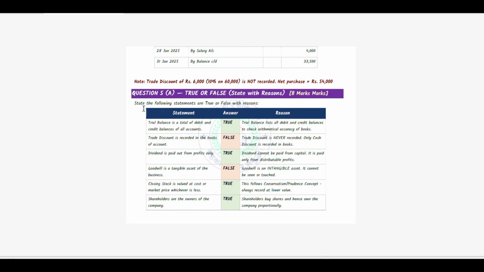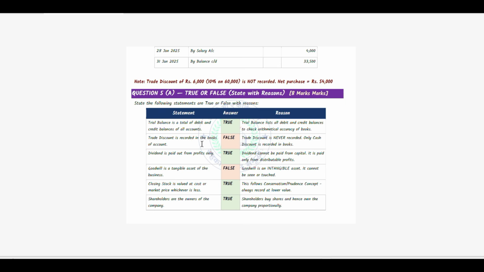Question 5A, true or false. This question will come, or else you can say fill in the blanks or match the pair. So these types of questions will 100% come in the examination. With a reason we have to write true or false, whatever is asked in the examination.